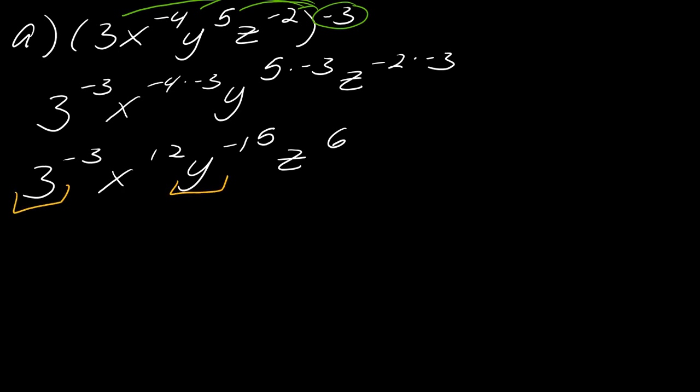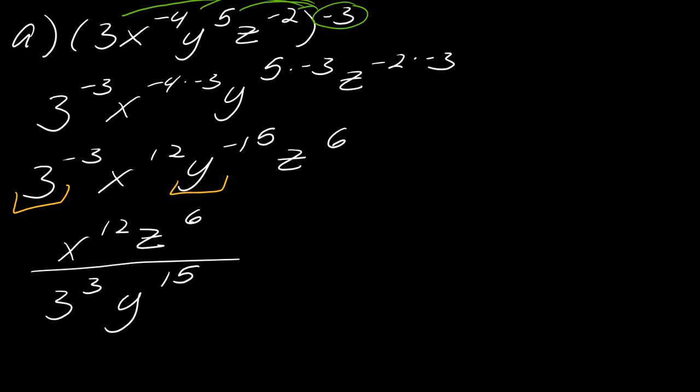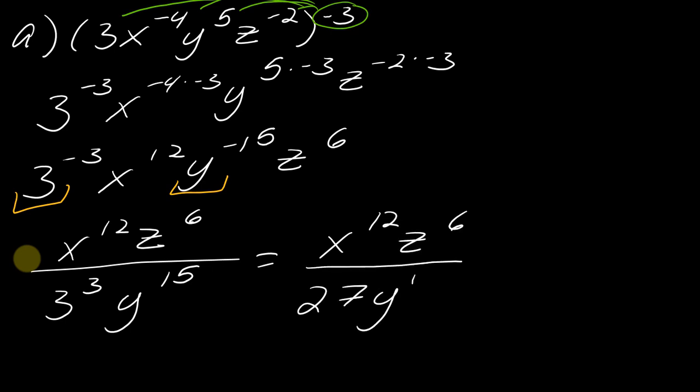And now I can see the only thing I can do next is to bring this and this to the denominator. So this is going to be x to the 12th, oops, not y, z to the 6th over 3 cubed, and then y to the 15th. Now here's the tricky part after you just did all that multiplication. Remember, this is 3 to the third. That means 3 times 3 times 3. So this will equal x to the 12th, z to the 6th over 27, y to the 15th.